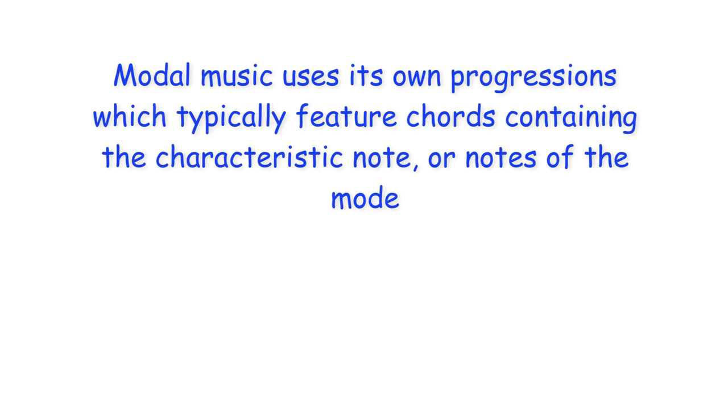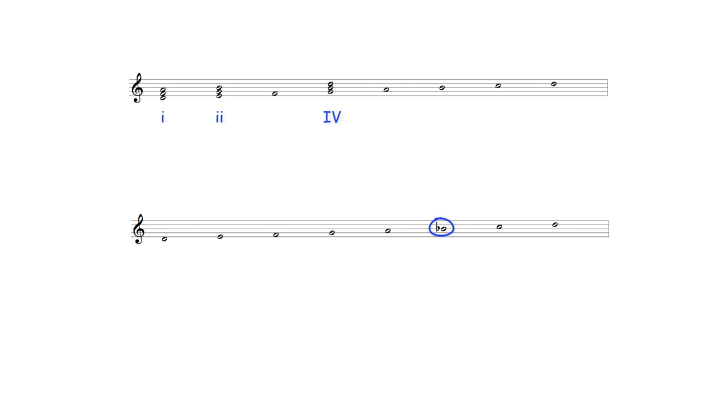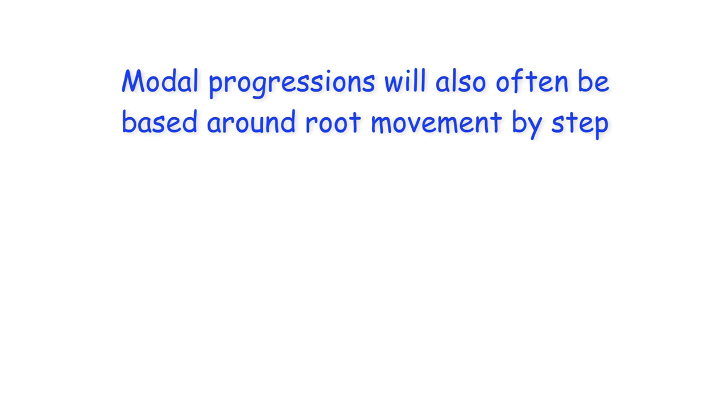Modal music uses its own progressions, which typically feature chords containing the characteristic note or notes of the mode. Progressions using the Dorian mode, for example, will often include chords on the mode's second and fourth degrees, as these chords both contain Dorian's characteristic major sixth degree, which is the only differentiating feature between it and the natural minor scale, which includes a minor sixth interval. Modal progressions will also often be based around root movement by step. For example, the following progression, while unusual in functional tonal progressions, is possible when using modes.